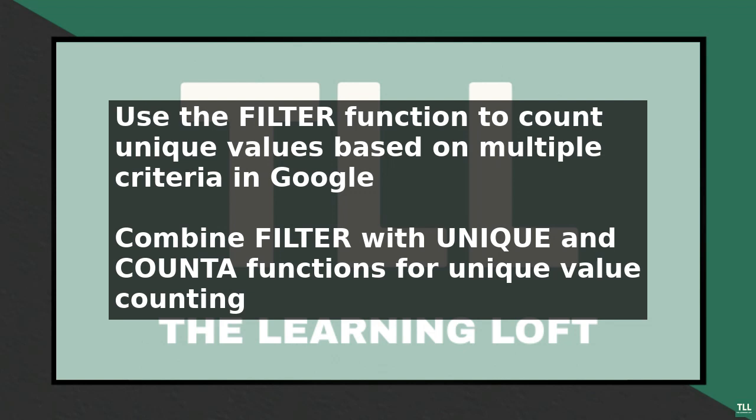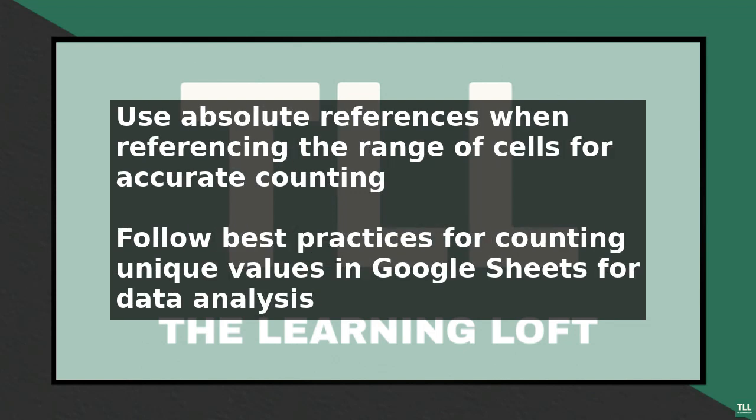Best practices for counting unique values in Google Sheets include using the UNIQUE function in combination with the COUNTA function, and using the FILTER function to count unique values based on multiple criteria. It is also a good idea to use absolute references when referencing the range of cells, to ensure that the formula works correctly even if you insert or delete rows or columns.